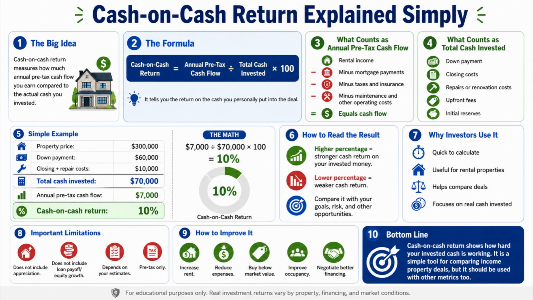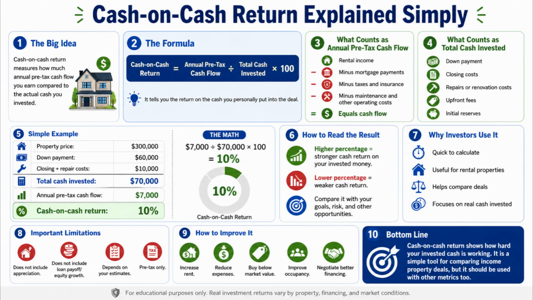Then, after collecting rent and paying expenses, imagine the property gives you $7,000 in annual pre-tax cash flow. Using the formula, $7,000 divided by $70,000 multiplied by 100 equals 10%. So, the cash-on-cash return is 10%. This means the property is producing a 10% annual return on the cash you personally invested. When reading the result, a higher percentage usually means stronger cash return on your invested money. A lower percentage usually means weaker cash return. However, the number should not be judged alone. You should compare it with your goals, risk level, financing terms, market condition, and other investment opportunities.